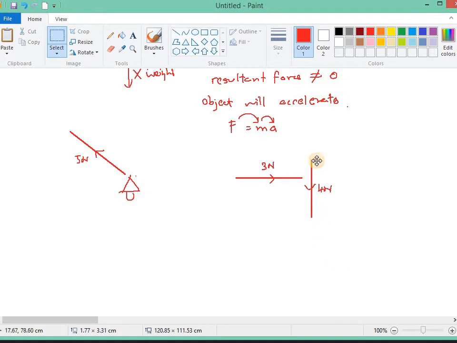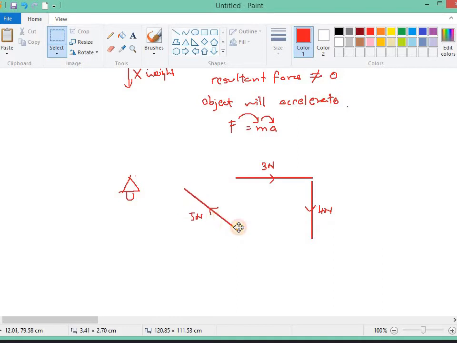I can put it here, I can put it anywhere. Let's say I put it here. And then this one, I move this one and put it here. So you see, it becomes a triangle.